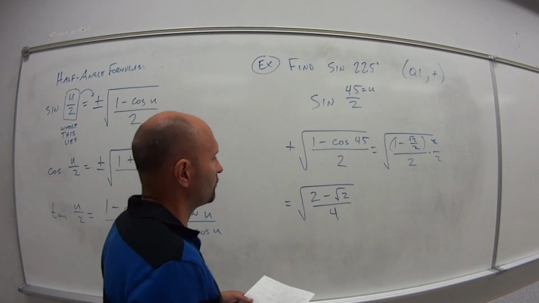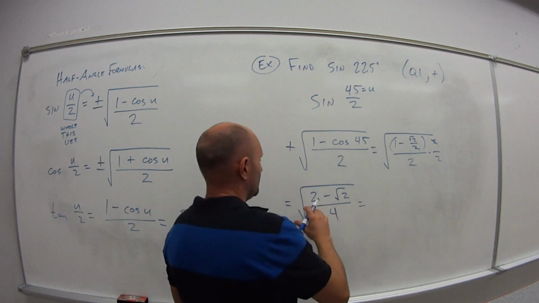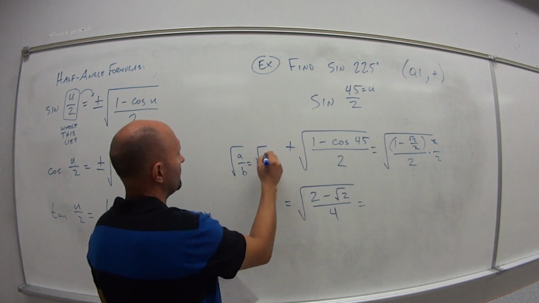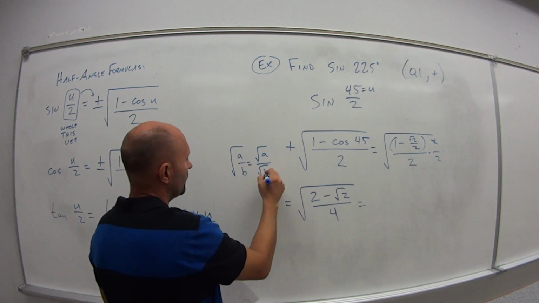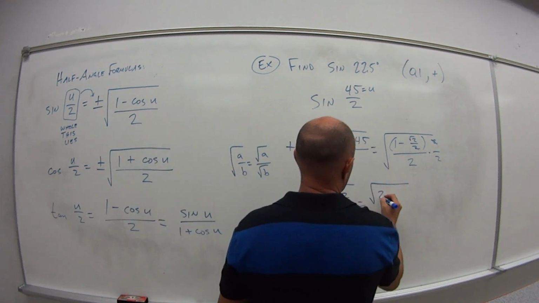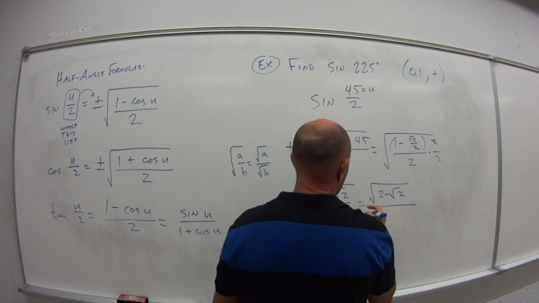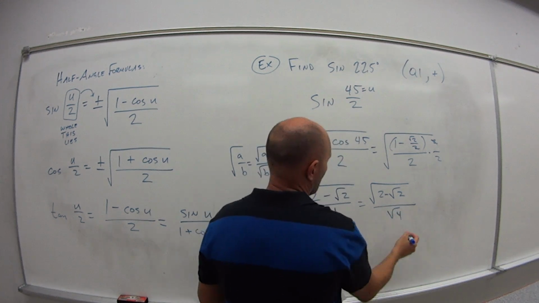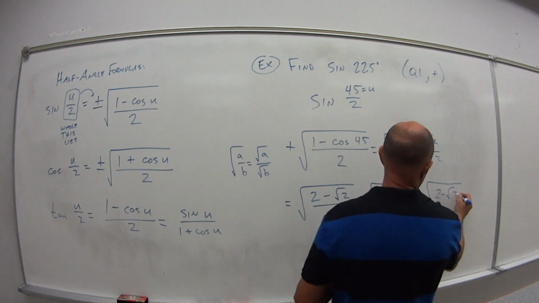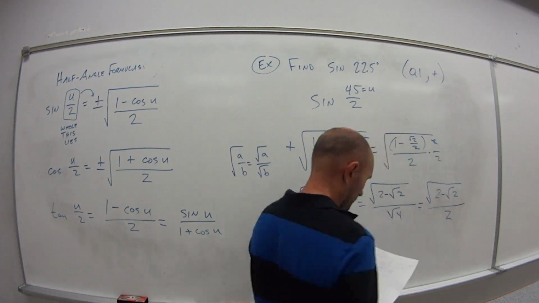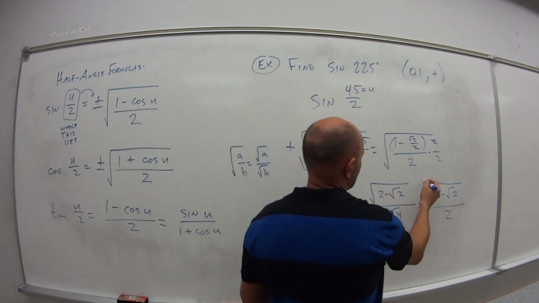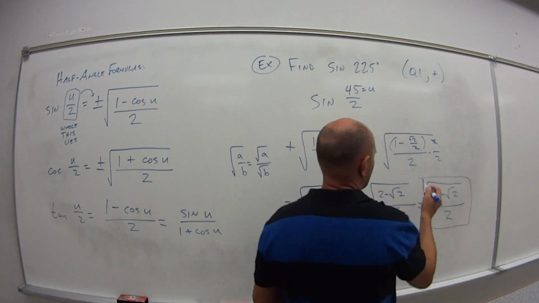And now using my square root rules, it's kind of like if I have square root of a over b, this is the same as square root of a over square root of b. I can split these up. So this is like square root of 2 minus square root of 2 all over square root of 4, which simplifies to 2 minus square root of 2 all over 2. And that's it. It's just a simplification after we plug everything into the formula.